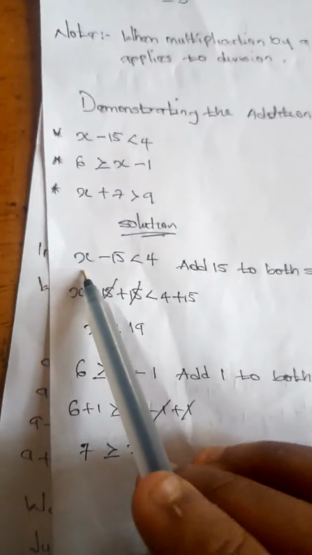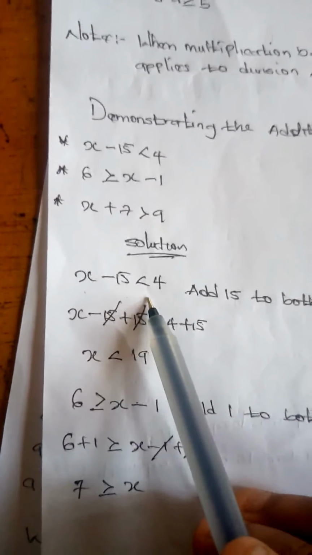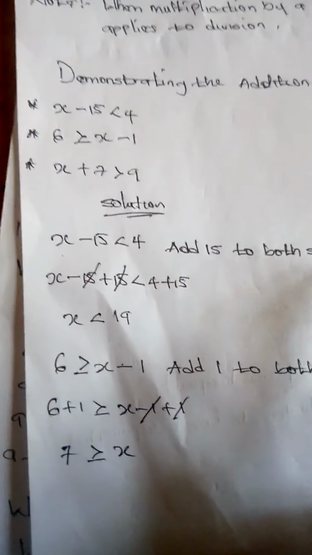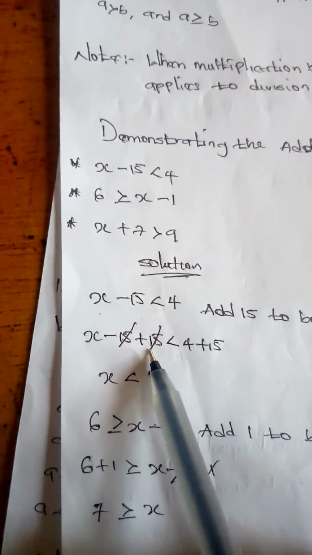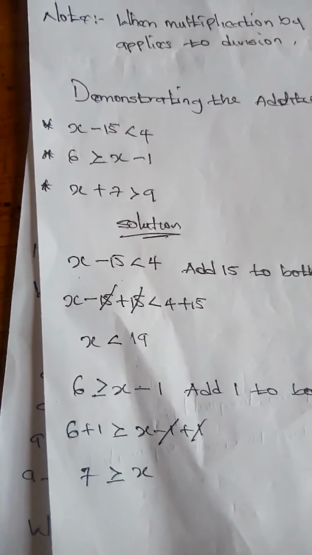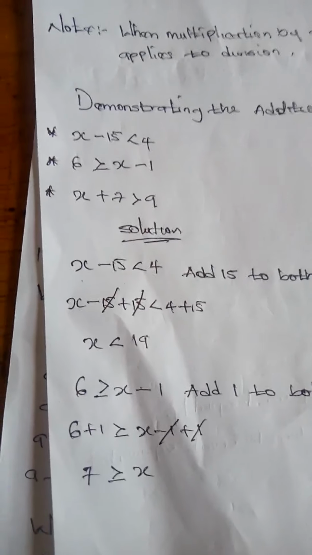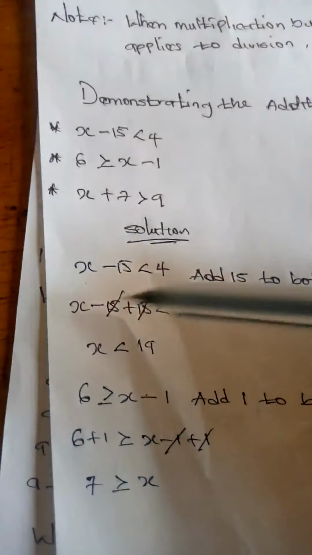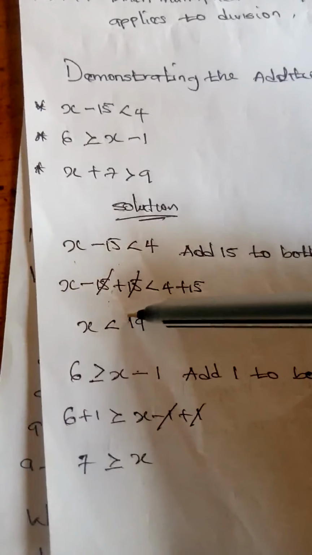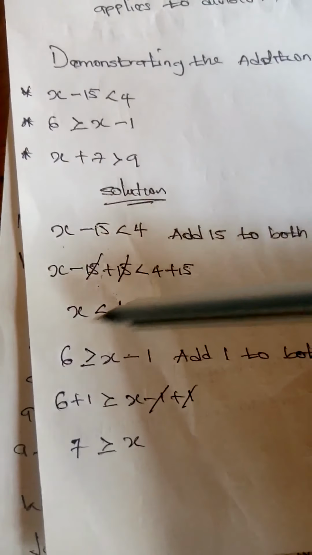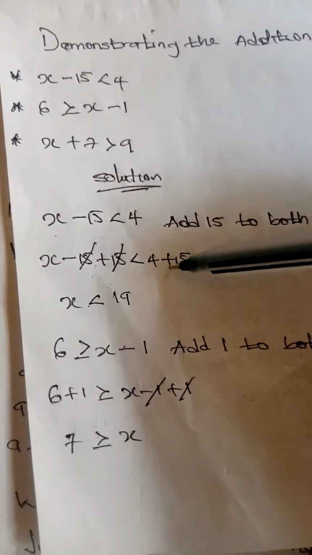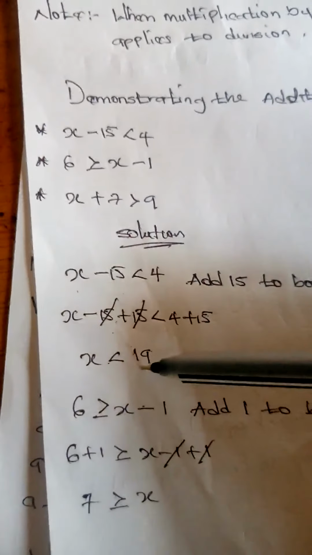So x minus 15 is less than 4. I added 15 to both sides to eliminate this 15 from the inequality. That is when I say you isolate the terms. We added 15 to both sides. Then negative 15 plus positive 15 is 0, so we have x on its own. On the other side, 4 plus 15 is 19. So x is less than 19.